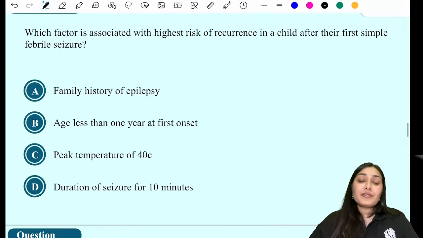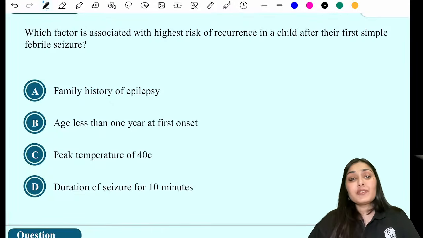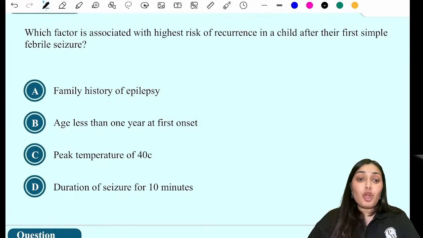Which factor is associated with the highest risk of recurrence in a child after their first simple febrile seizure? Option A says family history of epilepsy, age less than 1 year at onset, peak temperature of 40 degrees Celsius, duration of seizures for 10 minutes. So they're essentially asking the risk of recurrence of the febrile seizure.